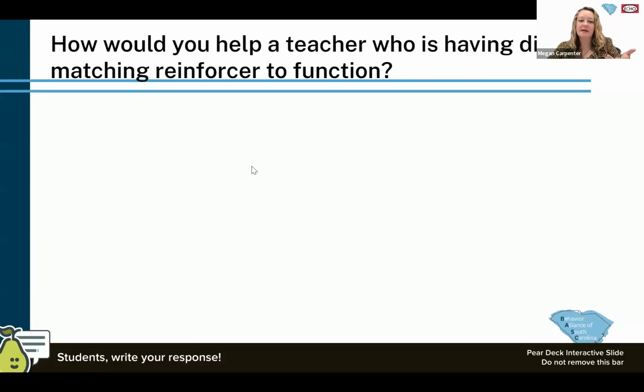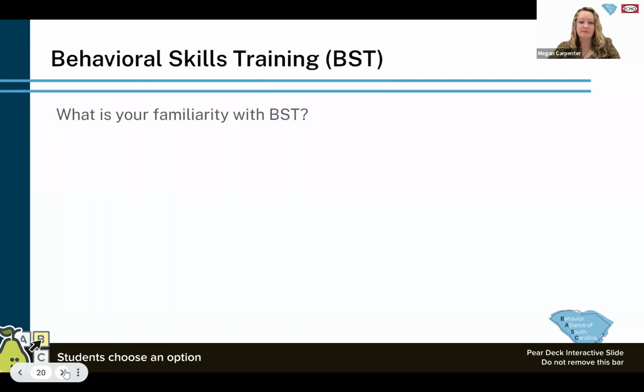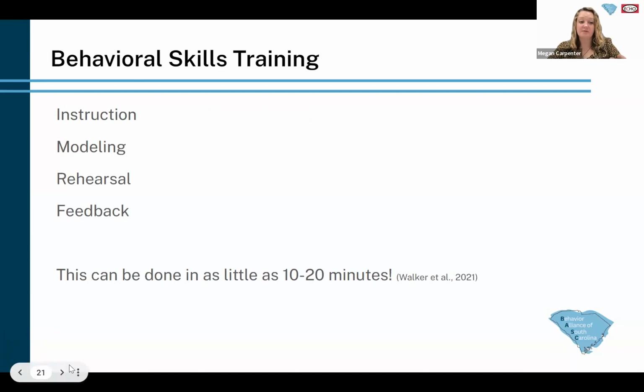So take a moment to think about how you would support a teacher who's having a difficult time matching the reinforcer to the function of the contextually inappropriate behaviors. One way we can do this is through coaching, and the specific framework I'm going to talk about today is behavioral skills training, or BST. BST includes four steps: instruction, modeling, rehearsal, and feedback, and can be done in as little as 10 to 20 minutes.